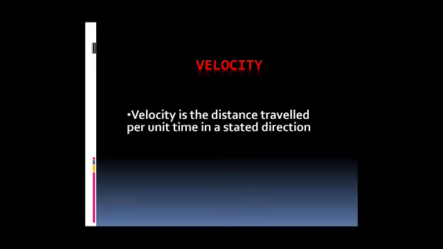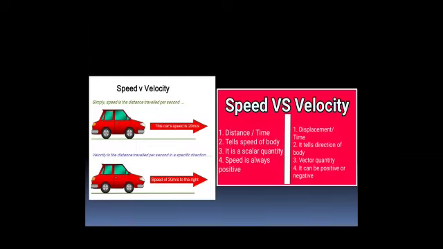Velocity. Velocity is the distance traveled per unit time in a stated direction. So velocity is given by displacement upon time. Now let us see what is the difference between speed and velocity. When you say the car is moving with 20 meters per second, that is speed. But when you say the car is moving with 20 meters per second towards right or towards the beach, that is velocity, because velocity comes along with direction.